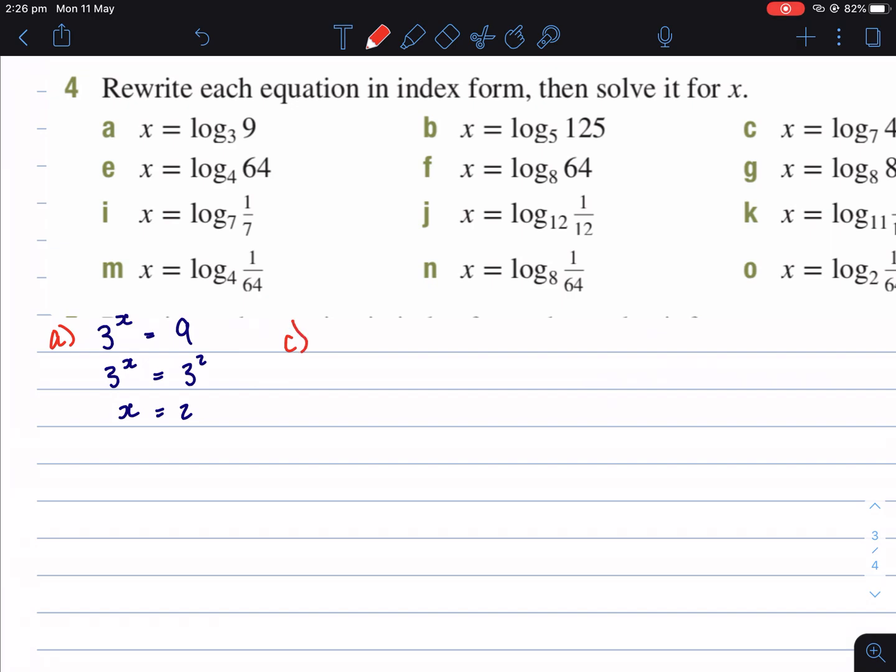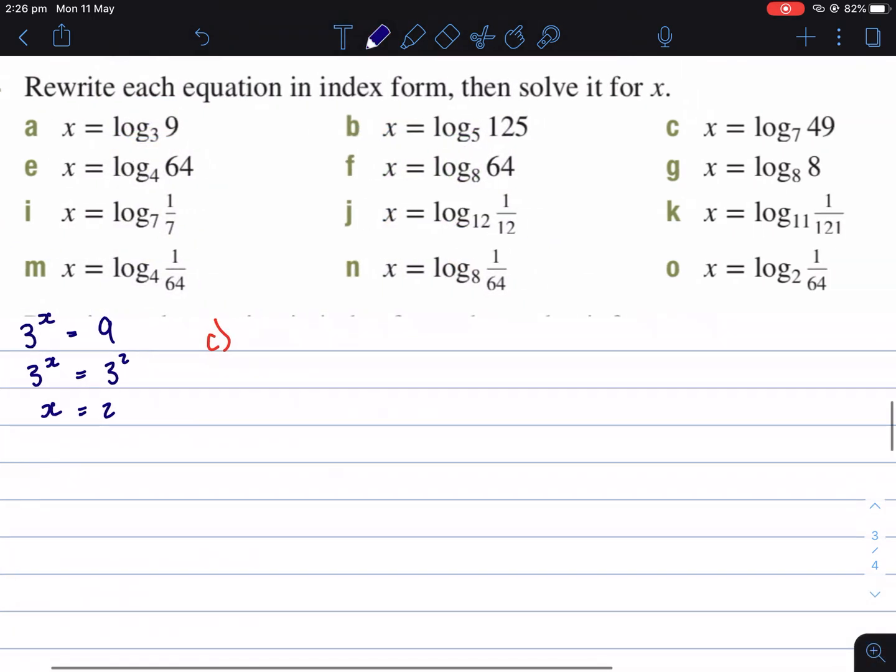C, what do we have? Log base 7 of 49. You should know this straight away. So that means we've got 7 to the x equals 49. So you probably don't need to write 49 is 7 squared. Like, you can go straight to that line.